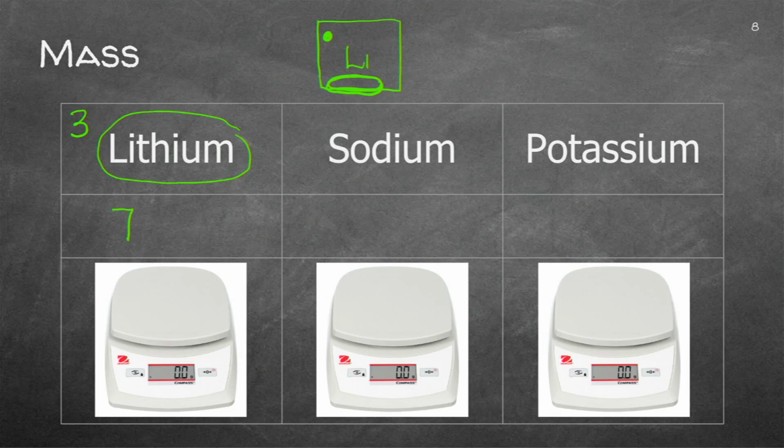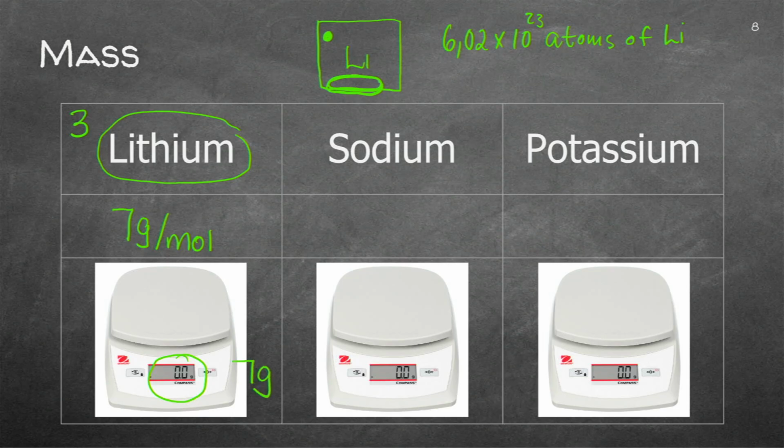What does it mean? 7 gram per mole. So if I measured 6.02 times 10 to the 23 atoms of lithium, it would make my scale go to 7 gram.